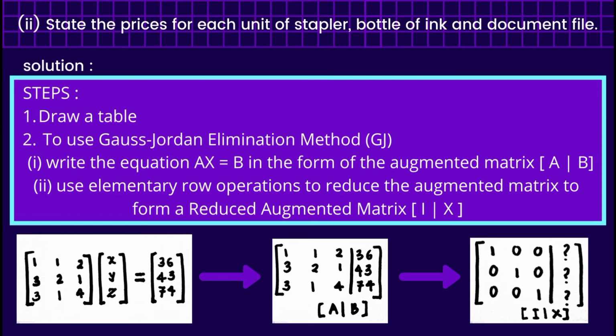The next question is to state the price for each unit of stapler, bottle of ink and document file. We will solve this question by using the Gauss-Jordan elimination method. First, we need to draw a table to make it easier and to avoid careless mistakes. Second, to use the Gauss-Jordan elimination method, we need to write the equation Ax equals B in the form of the augmented matrix.